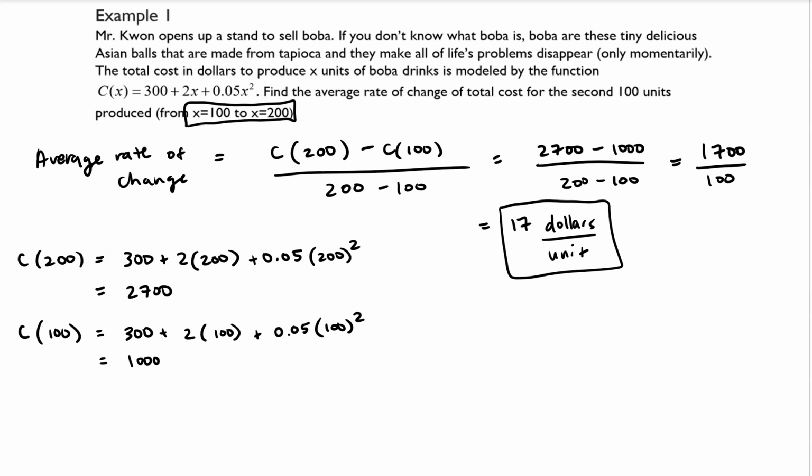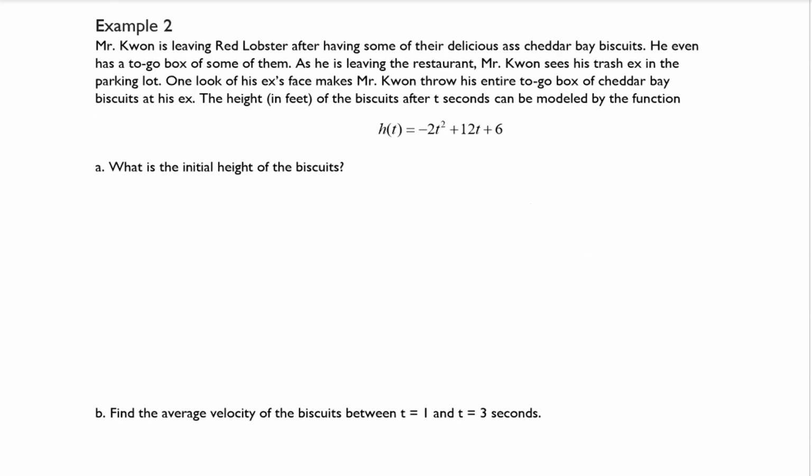Example 2 says, Mr. Kwan is leaving Red Lobster after having some of their delicious Cheddar Bay biscuits. He even has a to-go box of some of them. As he is leaving the restaurant, Mr. Kwan sees his trash ex in the parking lot. One look of his ex's face makes Mr. Kwan throw his entire to-go box of Cheddar Bay biscuits at his ex.